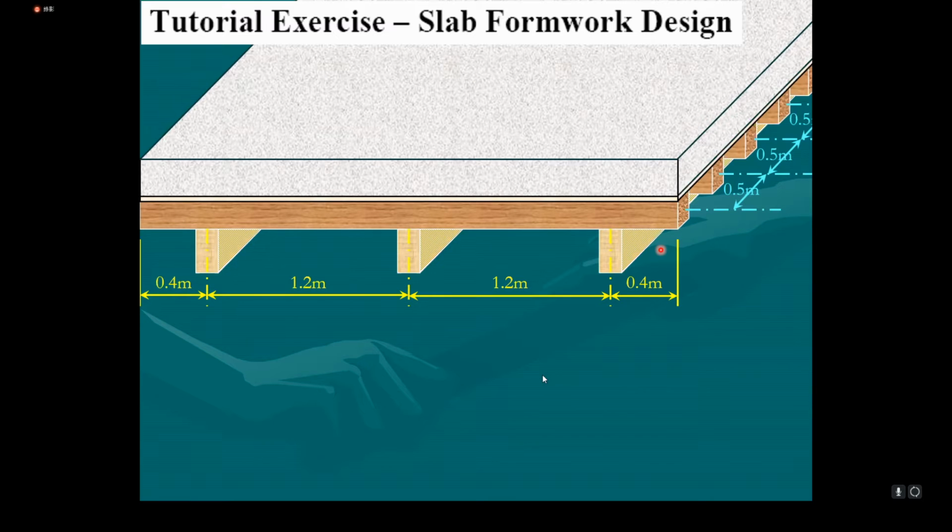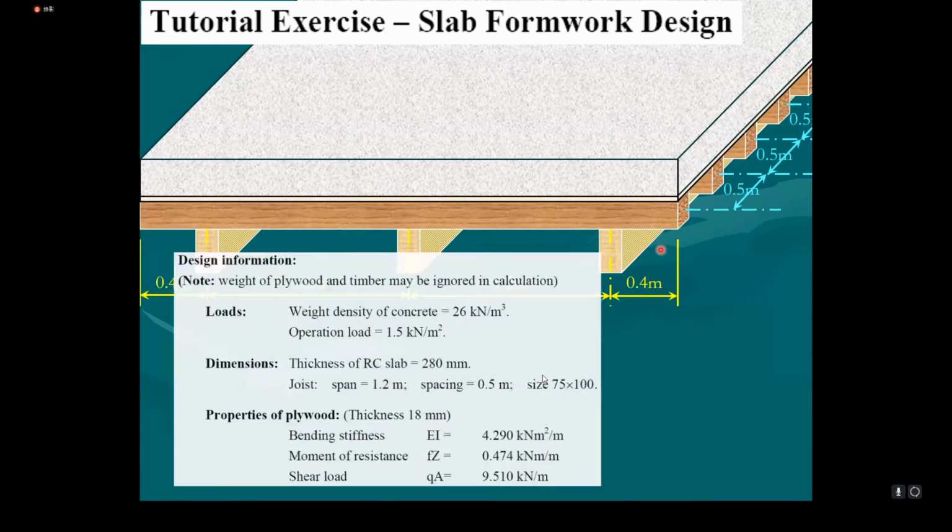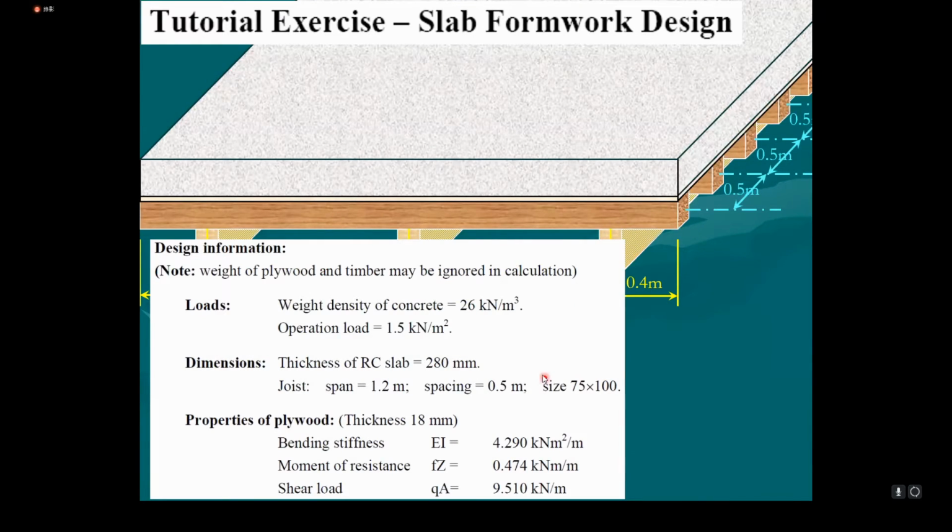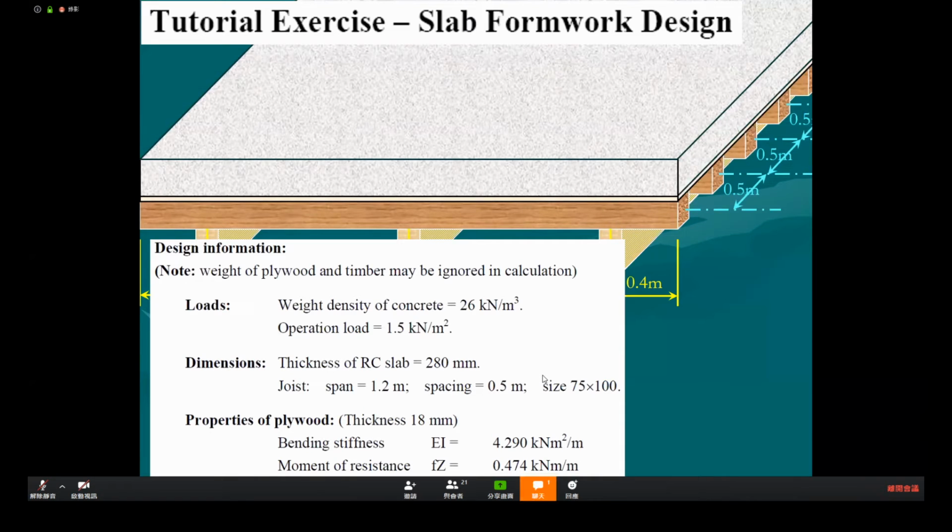The beam having 2 spans, and you have the loading. For soffit formwork, that is beam formwork or slab formwork, the density of the concrete, you should use 26 kilonewton per cubic meter.